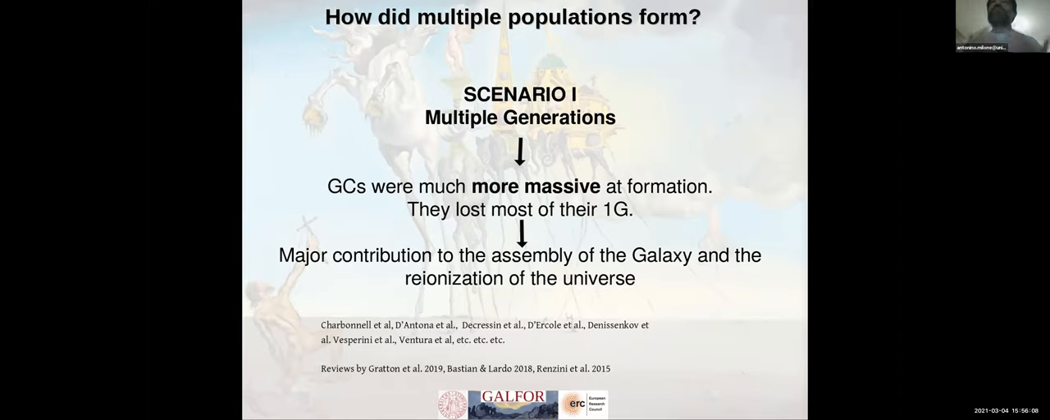The first scenario is the multiple generation scenarios. We have multiple bursts of star formation. And this scenario implies that globular clusters were significantly more massive at formation, that they have lost a significant fraction of their first generation in the galaxy. And so these gigantic globular clusters, according to these scenarios, were responsible for the assembly of the galactic halo and maybe for the reionization of the universe.